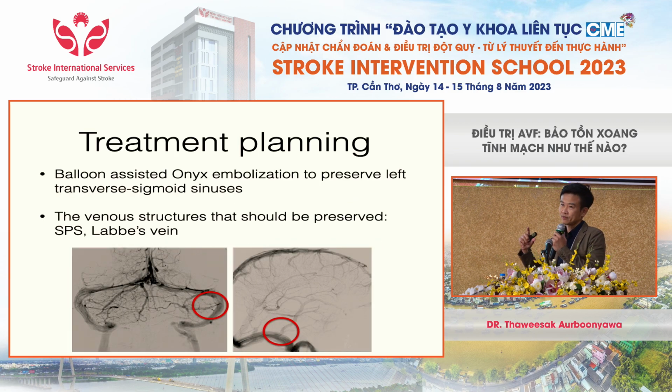For the transverse sigmoid junction, you need to be cautious about the normal brain drainage, especially the superior dorsal sinus and the lateral vein. All the time, especially if you treat a benign type dural AV fistula, you need to preserve the vein. Otherwise, you're going to have a massive brain edema or hemorrhage if you occlude the normal brain drainage.